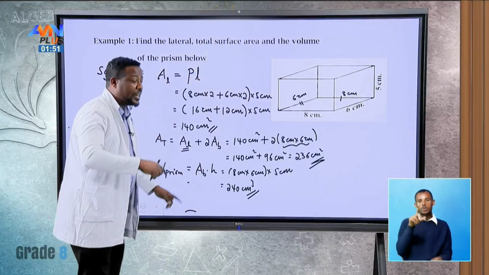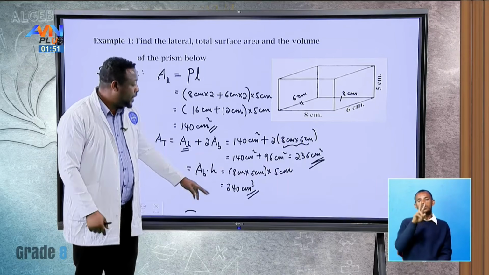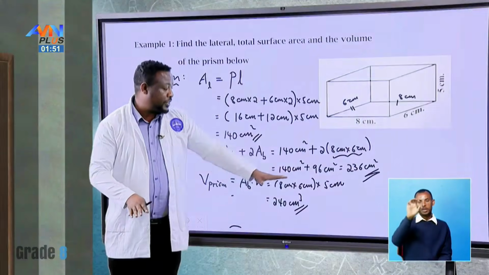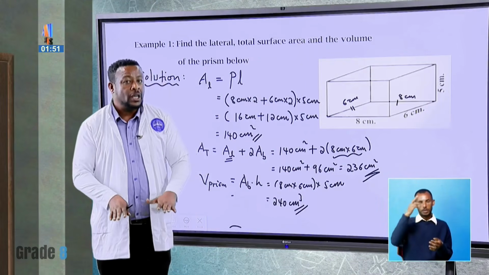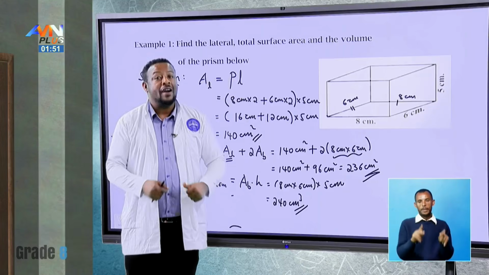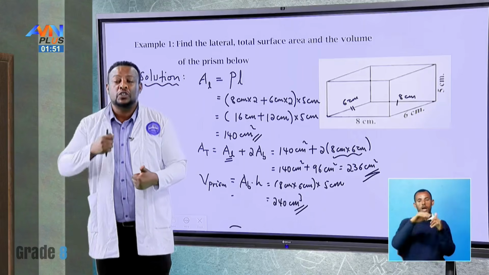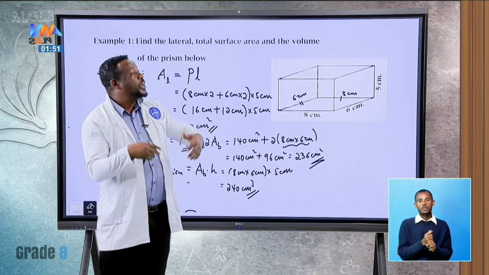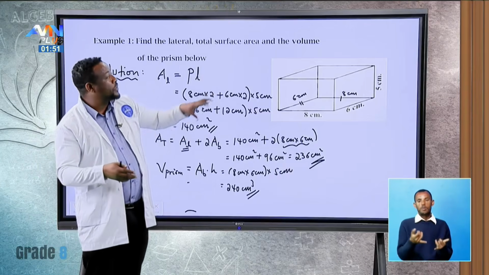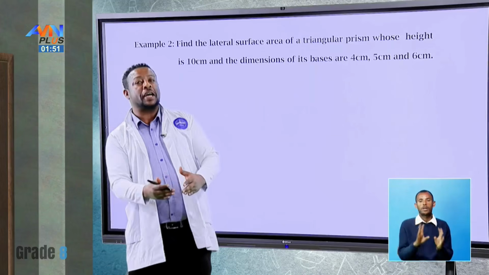You can check if this is wrong, but I think the product of these three numbers is 240. The product of the three units, centimeter, centimeter, centimeter, is centimeter cube. So the volume of this prism is 240 centimeter cube. This is how you need to calculate the measurements associated with a prism. Now let's see another example regarding a prism.